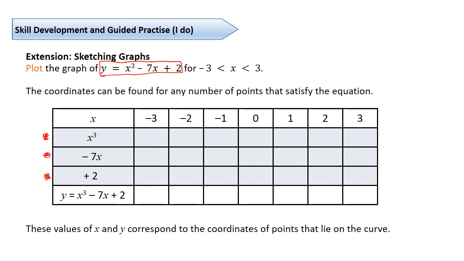So all we're going to do is determine x cubed for all of these x values, and then we'll move on to the second row and the third row. Finally, we're going to put all of our pieces together in each column to add up and determine what the y value is for that particular x value.